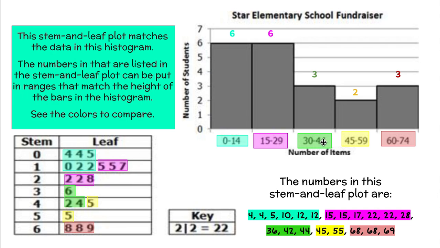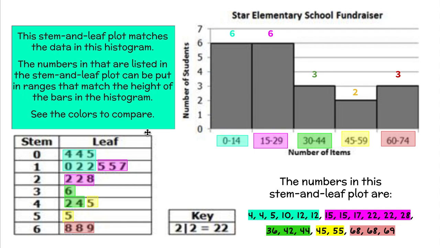So it matches for our green category of 30 to 44. We had 36, 42, and 44. It matched our yellow category, which was between 45 and 59. So 45 and 55 were right there. There's 2 numbers. And then our red category was 60 to 74, where we had 68, 68, and 69. That was 3 different numbers in that category.